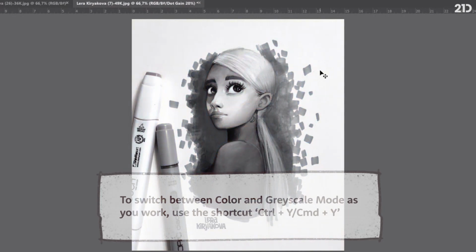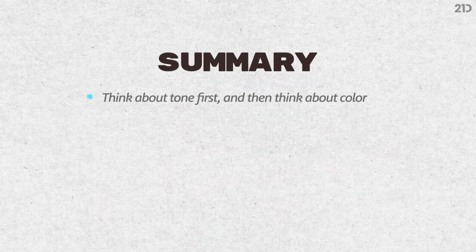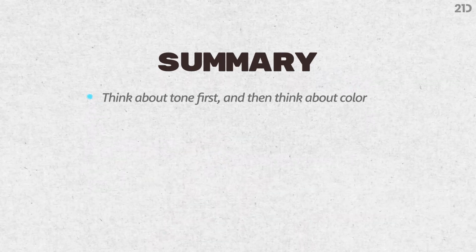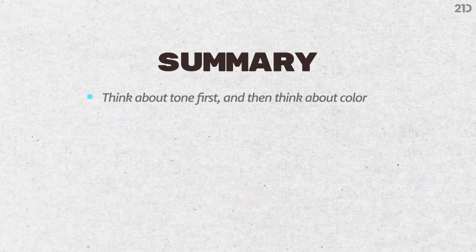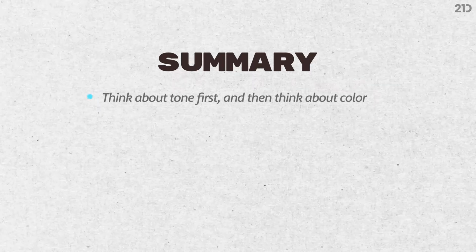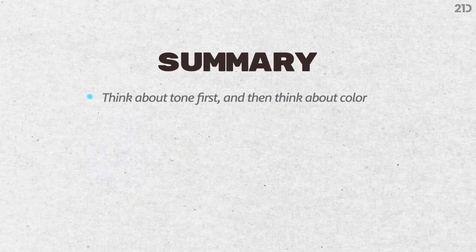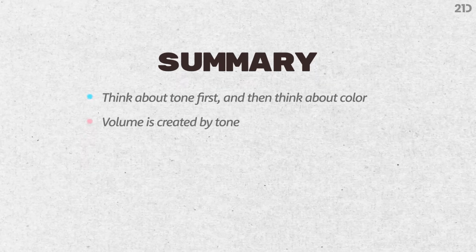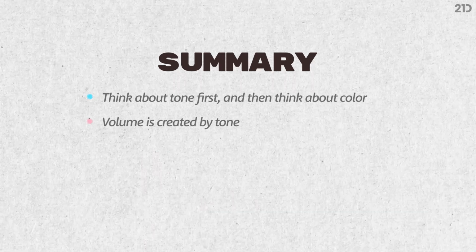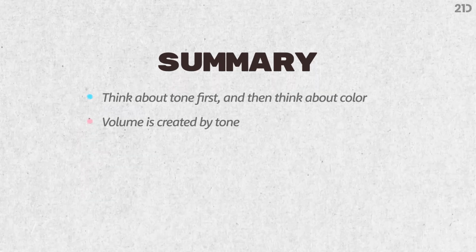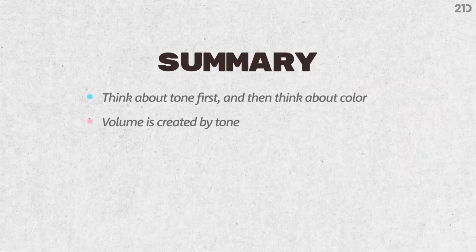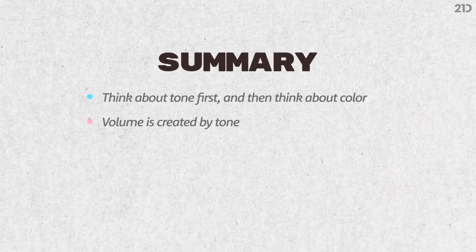To summarize, let's look at the main points. Think about tone first and then think about color. Please don't forget to check your work in black and white. It's really easy and always helpful for me, and I'm sure for you too. Volume is created by tone. If the tone isn't done well, the color cannot make the work better, unfortunately.